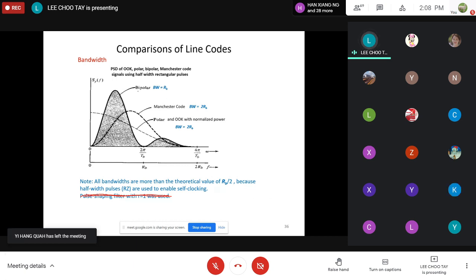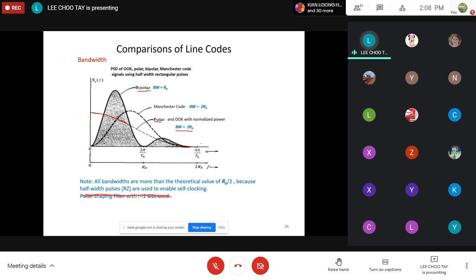the bipolar line codes actually give us the smallest bandwidth, which is similar to the bit rate. Whereas the polar, which is this line over here, gives us a bandwidth which is close to 2 times the bit rate. So this is a comparison between different line codes on bandwidth requirement.